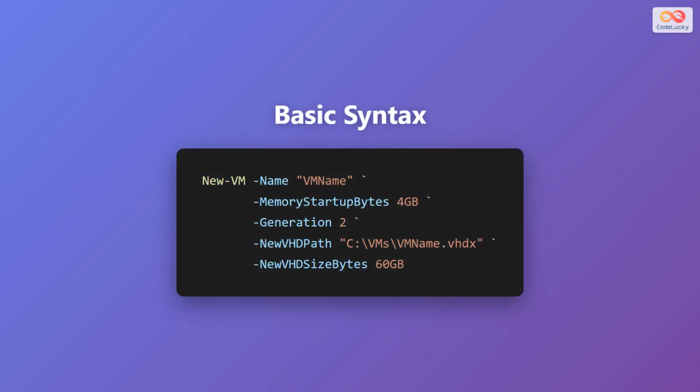Let's look at the basic syntax for creating a virtual machine. The command starts with New-VM followed by several key parameters. The Name parameter specifies the virtual machine identifier. MemoryStartupBytes defines the initial RAM allocation, in this example, 4 GB. Generation specifies whether to create a Generation 1 or Generation 2 virtual machine. NewVHDPath defines where the virtual hard disk will be stored, and NewVHDSizeBytes sets the size of the new virtual hard disk, here set to 60 GB.